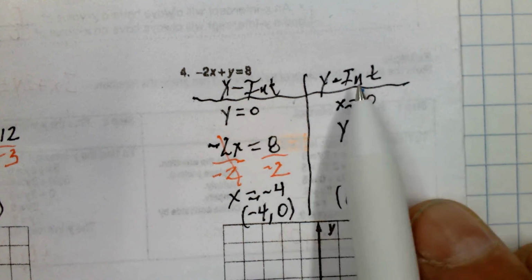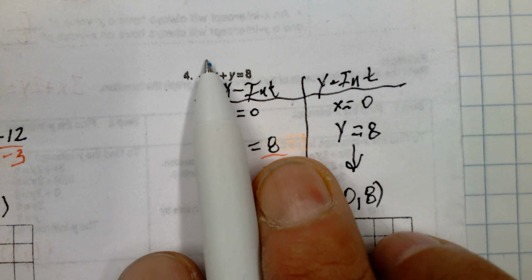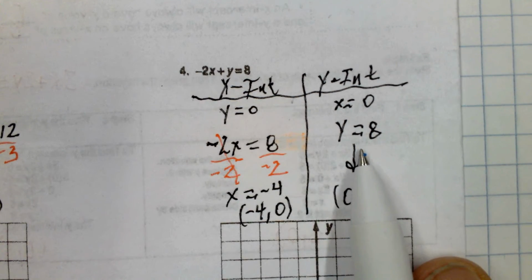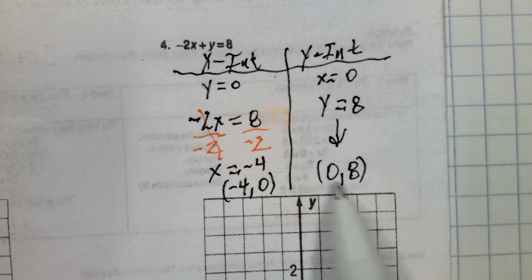Y is actually super easy because x is 0. That means you're left with y equals 8. So they're telling you the answer there. They're telling you y is 8. So that means the y-intercept coordinate is 0, 8.